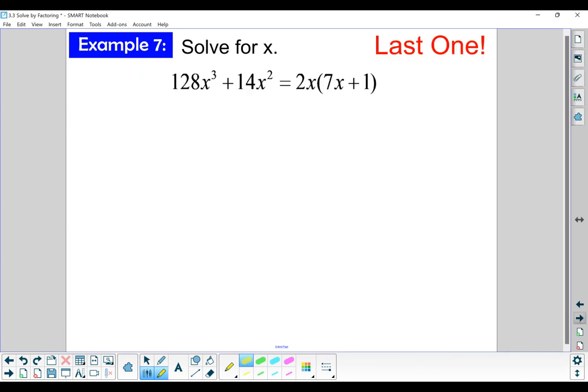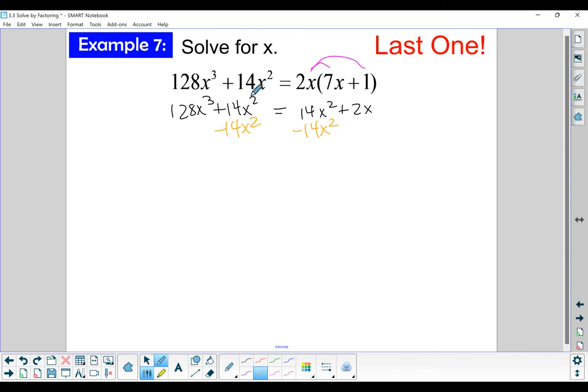Okay, this is the last one. I have 128x to the third plus 14x squared. And on the other side, I have a 2x times by a 7x plus 1. So we do need to go ahead and distribute here. So that's 14x squared plus 2x. When we subtract some terms, we have a cancellation on both sides. And then I'm also going to subtract the 2x.